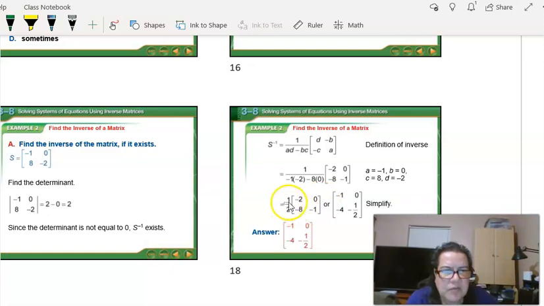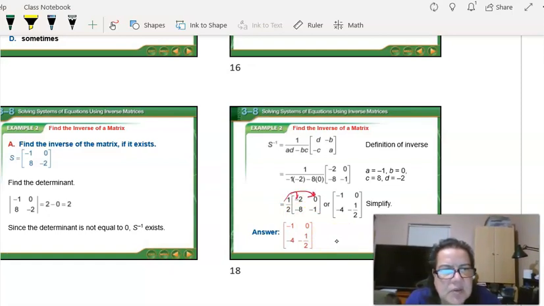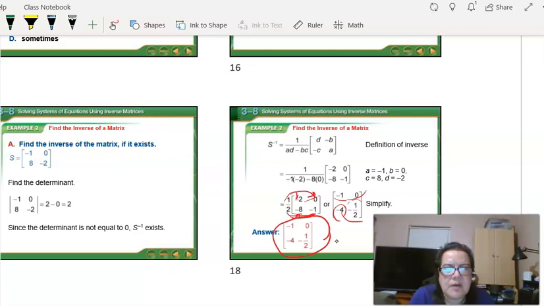Now you take that number, the 1 over the determinant, 1 over 2, and it's a scalar. So now you're going to multiply that with everything inside. Remember, it's kind of like distribution. You're going to multiply that 1/2 times everything inside. So if we do that, half of -2, I end up with a -1. Half of -8 is -4. Half of a -1 is a -1/2, and of course half of 0 is still 0. So that's how you find the inverse of a matrix.